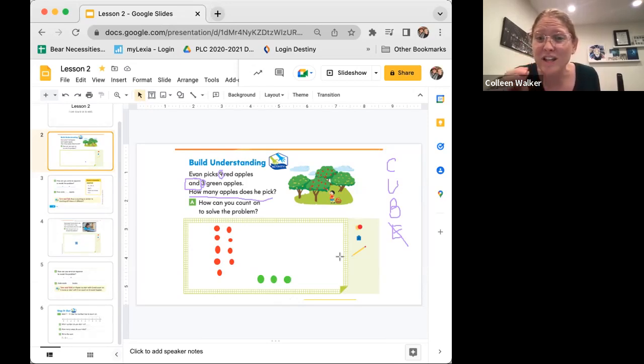Now remember, when you count on, you don't have to count from the very beginning. You're counting on. So can you guys remind me how many red apples there were? Yes, that's right. There were 9 red apples. So guess what? We are going to start at the number 9. And then we will count what comes after 9. We're going to count 3 more numbers. Okay, so we're going to start at 9 and we're going to count on 3 more.